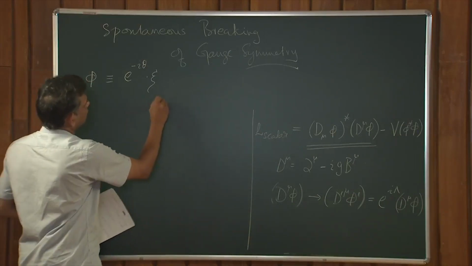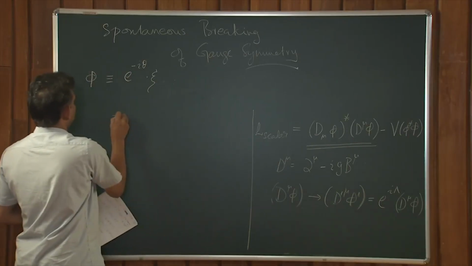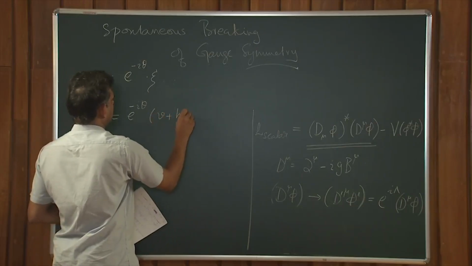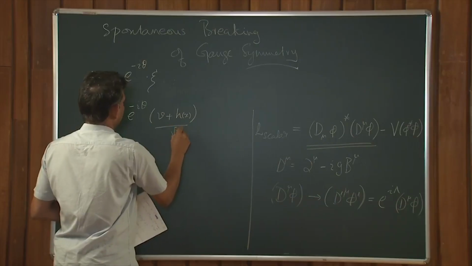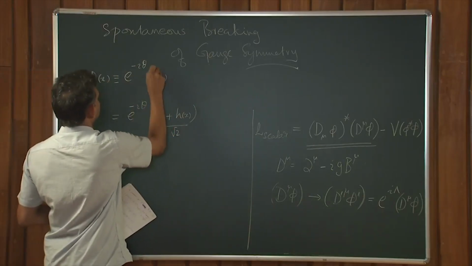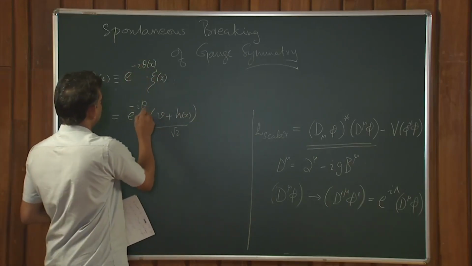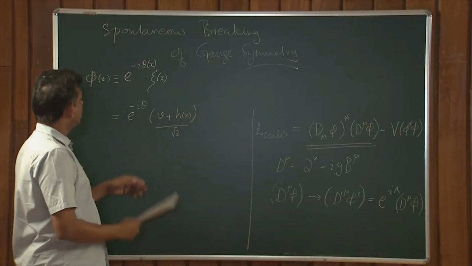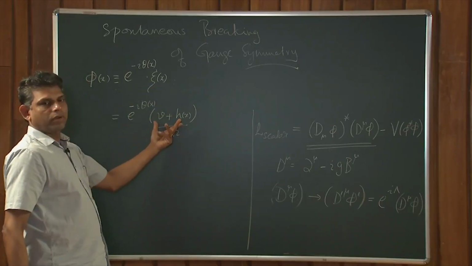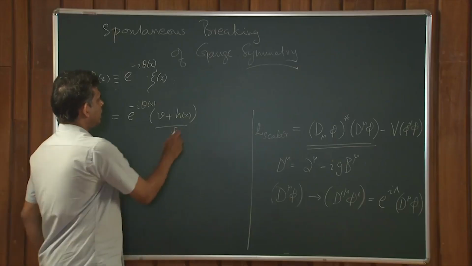Then I will write this phi in a particular fashion: e power I theta times v plus h of x over square root of 2. Here I will introduce the position dependence explicitly. All of these parameters depend on x, and we cannot have too many independent functions. So, we have theta, which still depends on x, and this we have written as a constant plus a function h of x. Why have we done this? It will be clear in a moment.